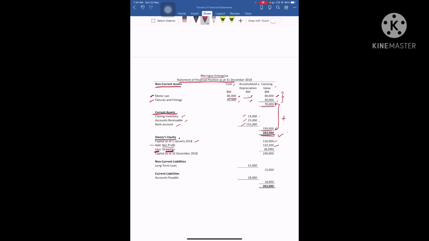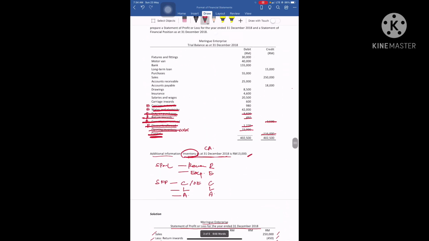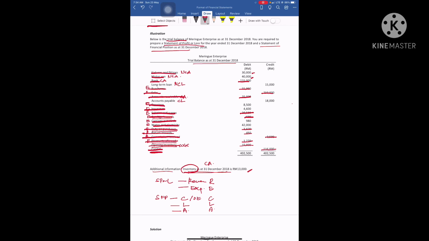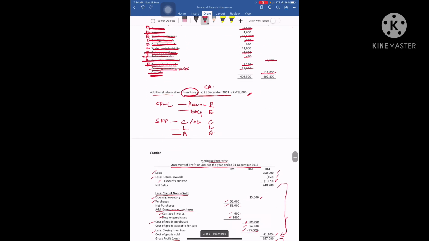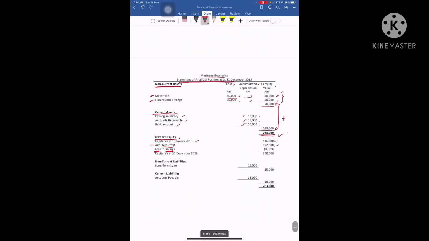This drawing we can get from our trial balance. So this is our drawing, and the figure is 8,500. So have a look back, our drawing is 8,500. So this is our capital at the end of the year, or capital as at 31st December 2018. So we take 116,000 plus 122,500 profit, and then we minus drawing. So we got 230,000.